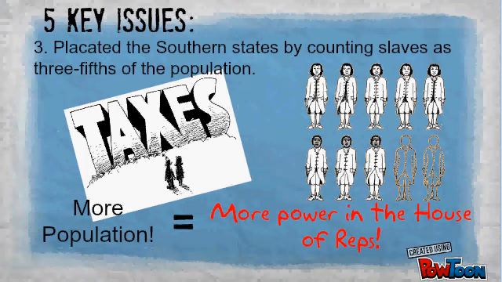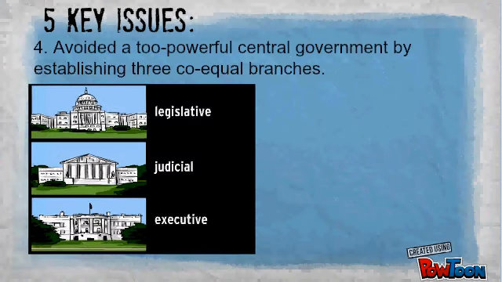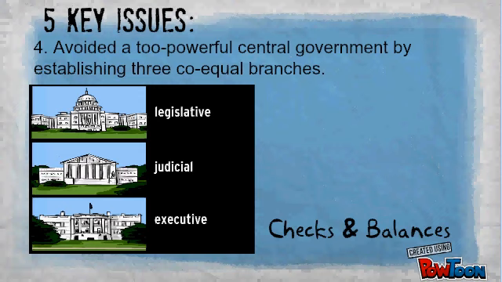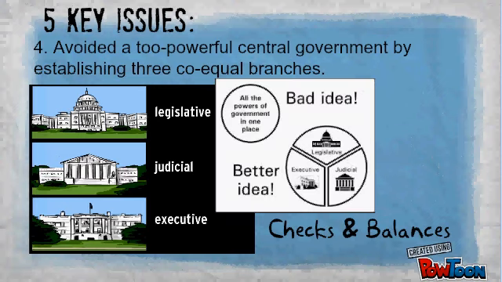The fourth key issue was it avoided a too powerful central government by establishing 3 co-equal branches, and those are the 3: legislative, judicial, and executive. This creates checks and balances, so one can kind of stop the other from getting too powerful. So you see, bad idea to have all power in one place, better idea to split it up. This is part of the Virginia plan, one part anyway.